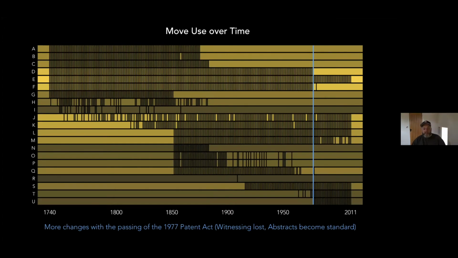And then here's the 1977 Patent Act, and you can see again certain moves finally dying off right after their consistent usage for over 200 years. Those are the ones about witnessing, so that system changed. And then the moves at the bottom relate to abstracts and more summary information, which is related to the 1977 Patent Act, which if I recall is about making these patents more international, or easy to move around the world.